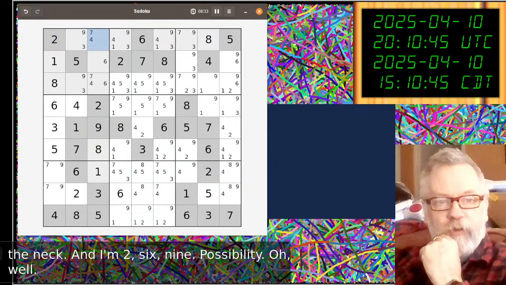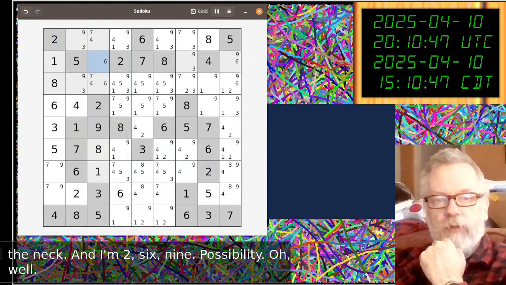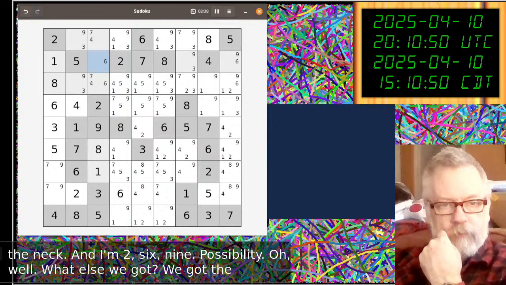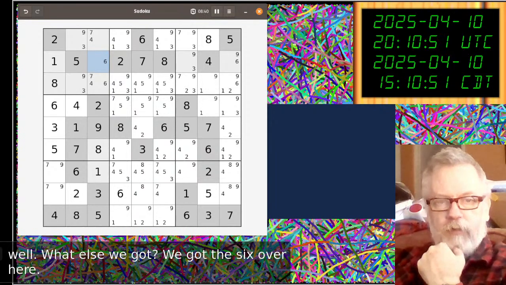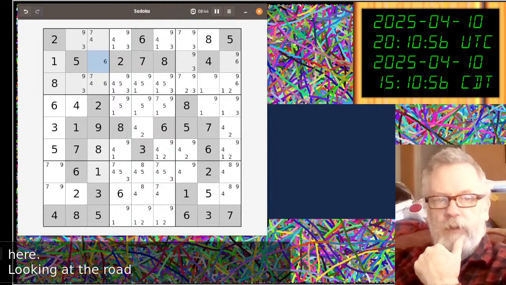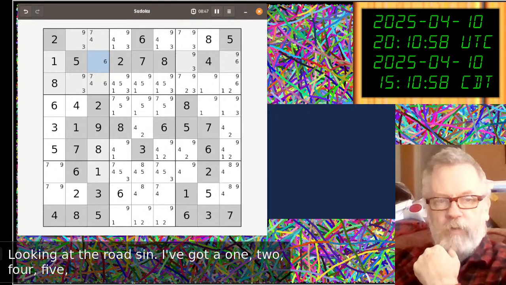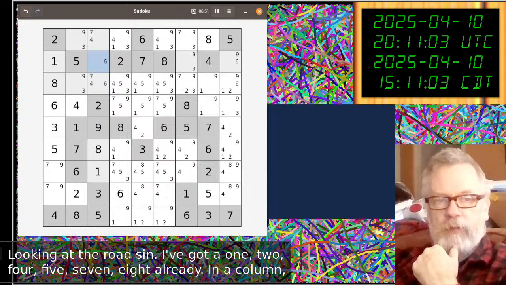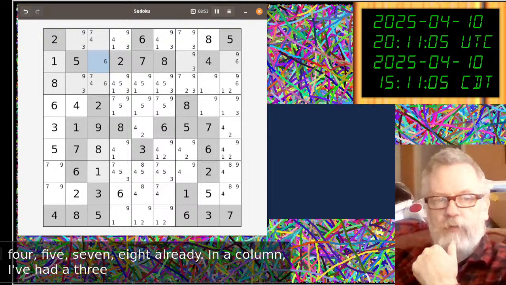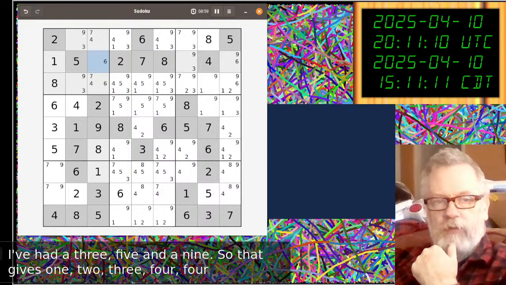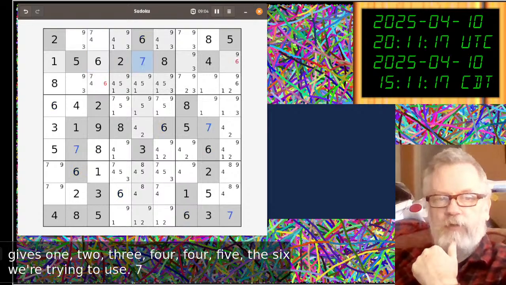What else we got? Oh, we got the 6 over here. Looking at the row it's in, I've got a 1, 2, 4, 5, 7, 8 already. In the column, I've got a 3 and a 9. So that gives us a 1, 2, 3, 4, 5, 7, 8, and 9 excluded from the 6 that we're trying to place, meaning that it's a 6.